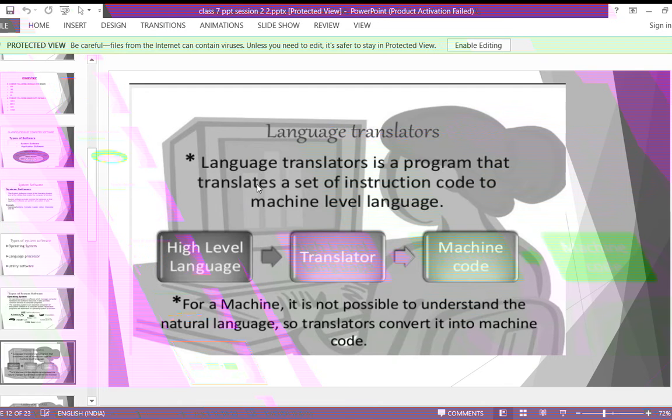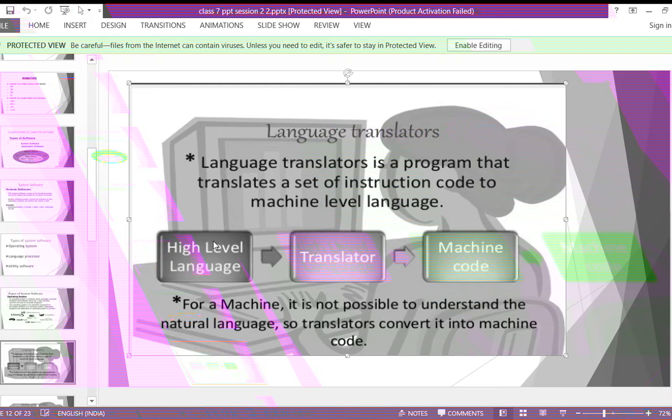As you already know, low level language is machine understandable, but as you can see here, this high level language is not understandable by the machine, so it will use the translator to convert that high level language to machine code, which is in the form of 0 and 1. So this high level language will pass to the translator. This translator will translate that high level language to machine level language. So this is the diagram of how the language translator will work. So you understood this flowchart? Yes, ma'am.